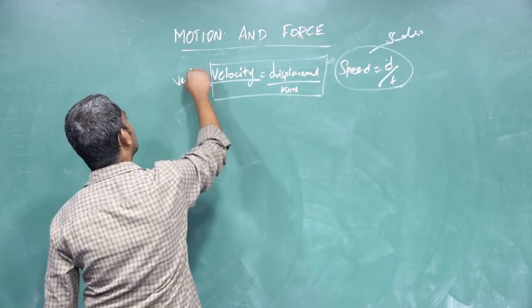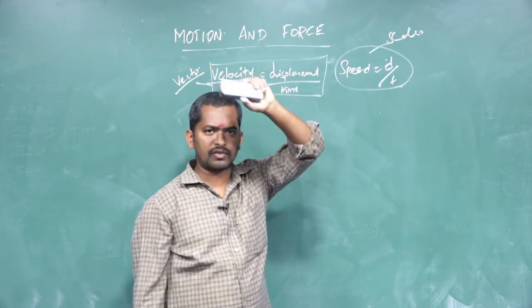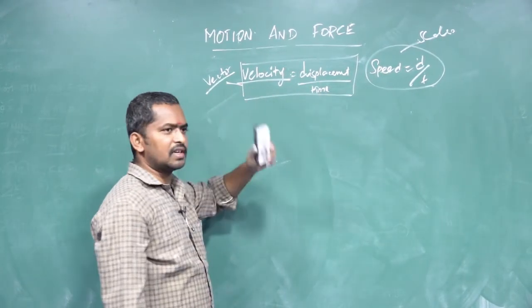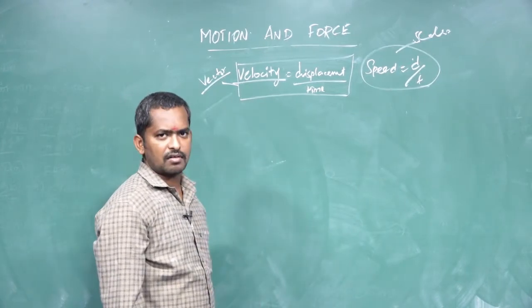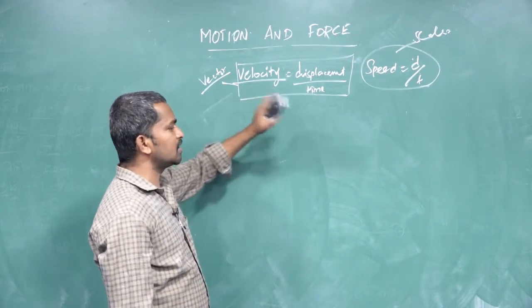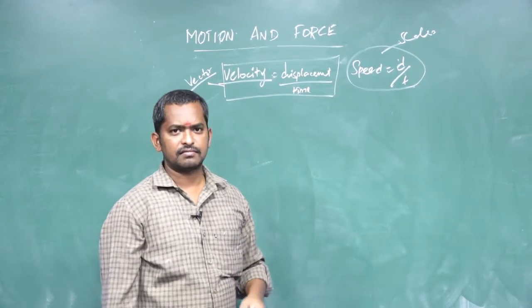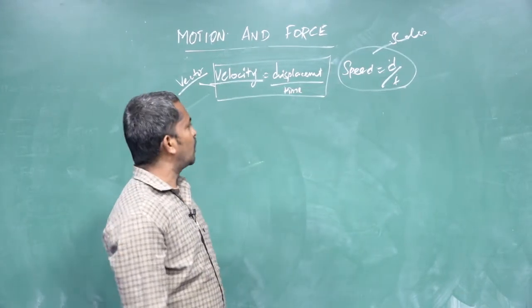This is a vector quantity. You know well, a scalar quantity means a physical quantity which indicates only magnitude. A physical quantity which indicates both magnitude and direction is called a vector quantity, which means velocity indicates magnitude and direction. Speed indicates only magnitude. So this is the main difference between speed and velocity.